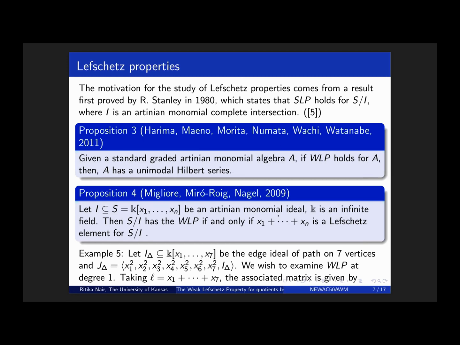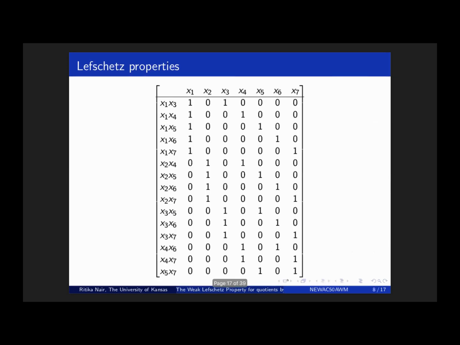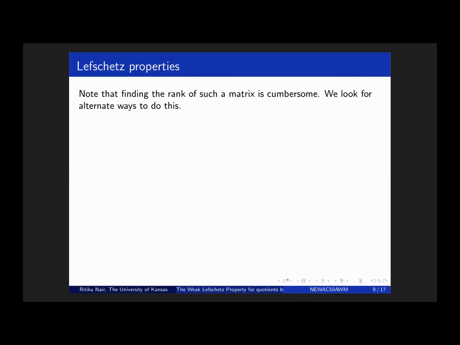So after multiplication, the associated matrix looks something like this. Now, this matrix itself, it's just on 7 vertices, but it has a dimension of 15 by 7. So as you can see, these matrices can get very large. So computing the rank to check for the Lefschetz property is not very easy. Hence, we have to come up with some alternative methods. And fortunately, we do have many results in this direction. That is what we will be focusing on.